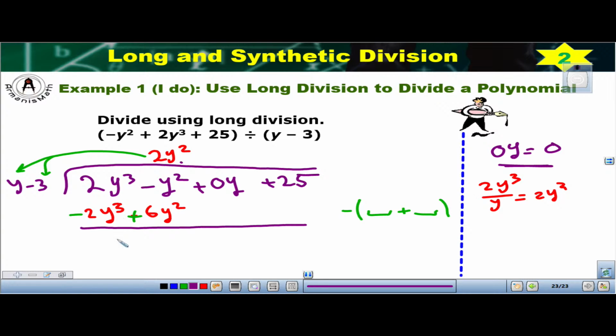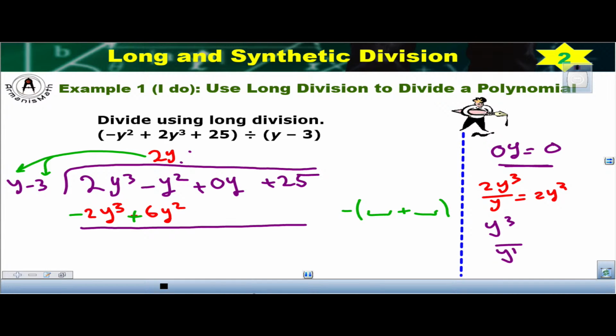Anyways, there's a couple of safety checks here for you, safety points. First of all, whatever you end up with at the top here should be 1 degree less than what you started with. It has to be less. It cannot be cubed, because you are dividing cubed by 1. You already lose 1 power, correct? So if you end up here with the y cubed by mistake, you know that you did something wrong.